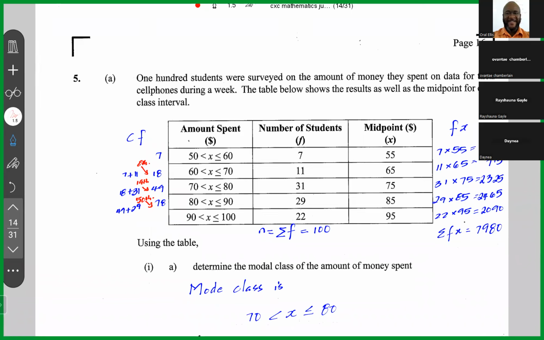The median is the amount of money that student number 50 spends on data. Student number 50 spends between 80 and what? $90. And since $84 is within that range, Damien could be correct.